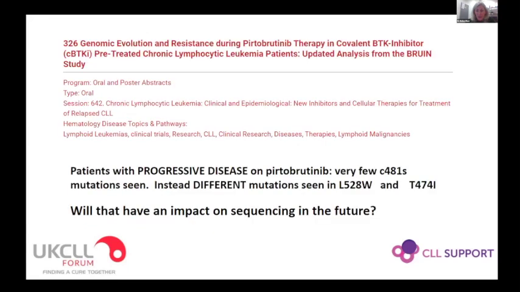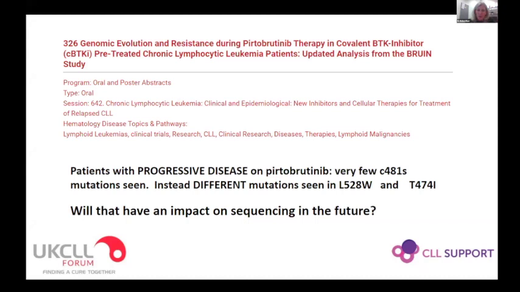And I've just brought this up, and George kind of mentioned this a little bit just before we started this talk. And I think this probably will become more important as we learn more about this. This was another abstract presented at ASH 2023, specifically related to pirtobrutinib. And this was talking about the genomic evolution that had been detected in patients who progressed on pirtobrutinib.